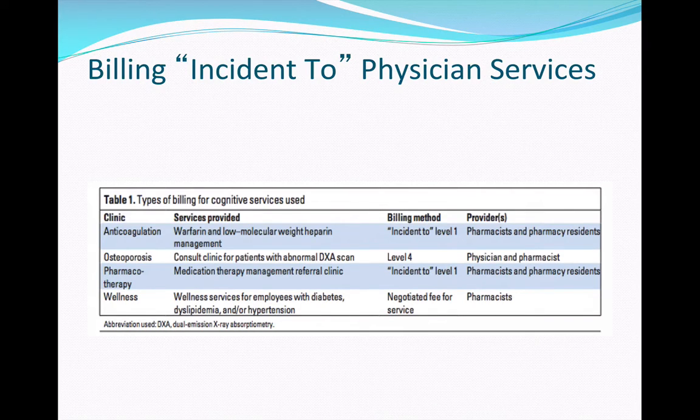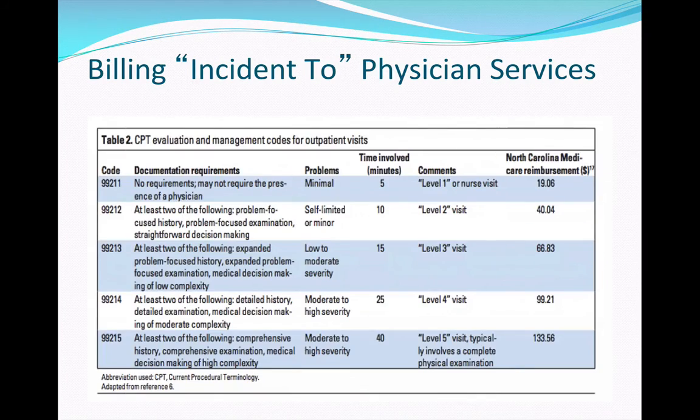At the end of this article, I provided a good reference. It's several years old, but it was a JAPhA article of pharmacists who are actually working in a clinic in Nashville, North Carolina, and they're billing incident-to. Here are some different types of billing for cognitive services: anticoagulation, osteoporosis management, pharmacotherapy wellness. Here are the different types of codes and the timing involved in those. This is based on North Carolina Medicare reimbursement, and it's several years old, but here are some averages of what those reimbursements are. If you take a look at those averages, they're not too shabby.